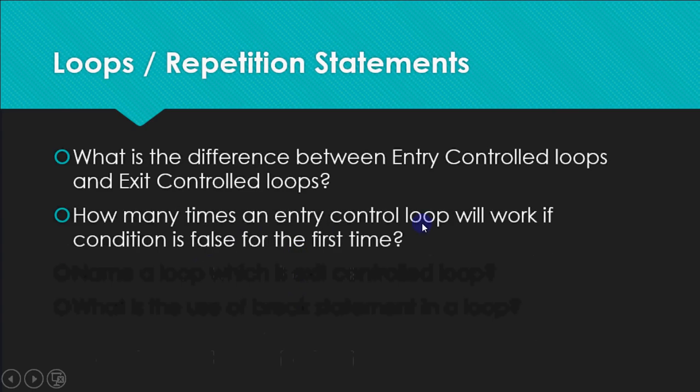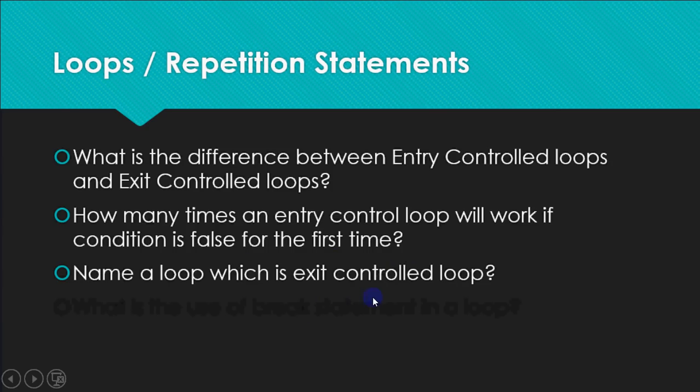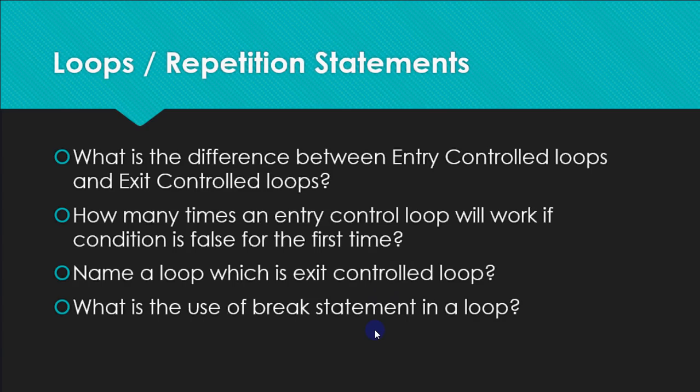Then how many times an entry control loop will work if condition is false for the first time? None. It will not work. We just discussed it. Then name a loop which is exit control loop, do while. Then what is the use of break statement in a loop?